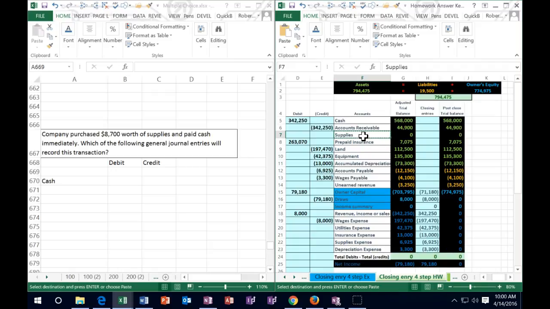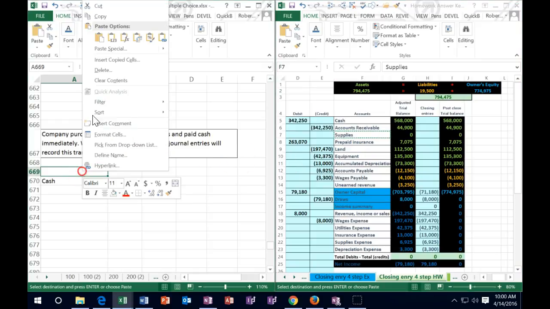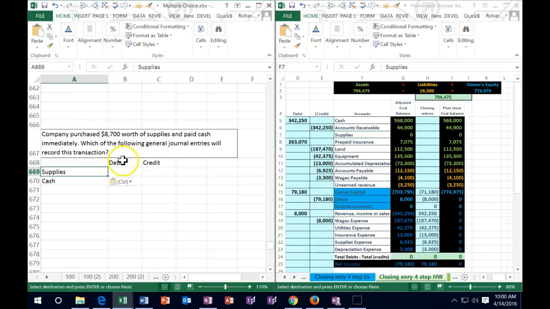So the debit is going to go to supplies. Supplies is an asset. It's going to make the asset go up. So we're going to have supplies on the debit side, and of course the debit will be for 8.7. And the credit will be for 8.7. I'm going to put a negative.